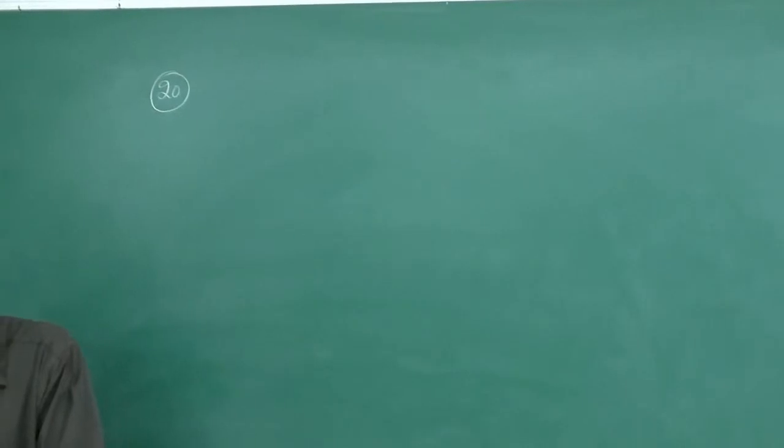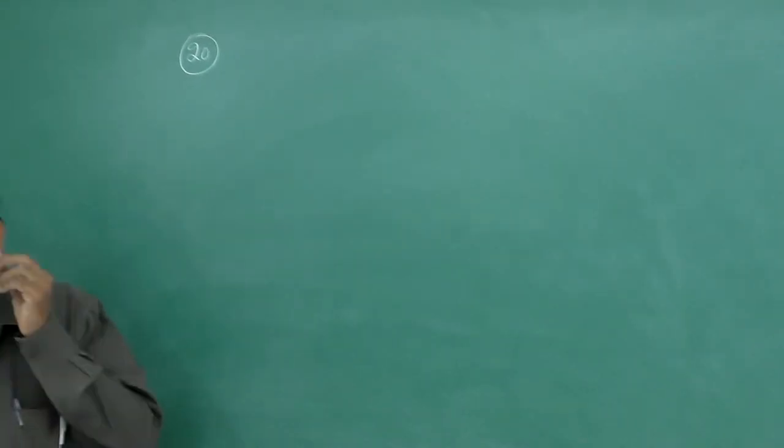Problem number 20. Two persons managed to push a motor car of mass 1200 kg at a uniform velocity along a level road. The same motor car can be pushed by three persons to produce an acceleration of 0.2 meter per second square. With what force does each person push the motor car? Assume that all persons push the motor car with the same muscular force.